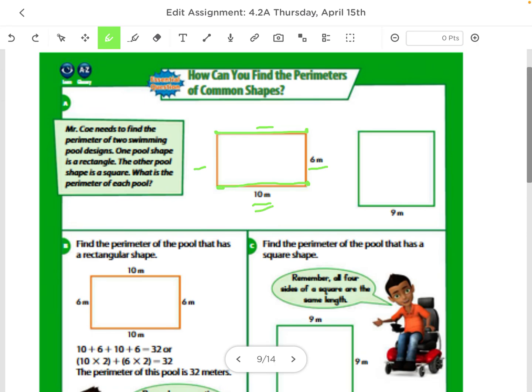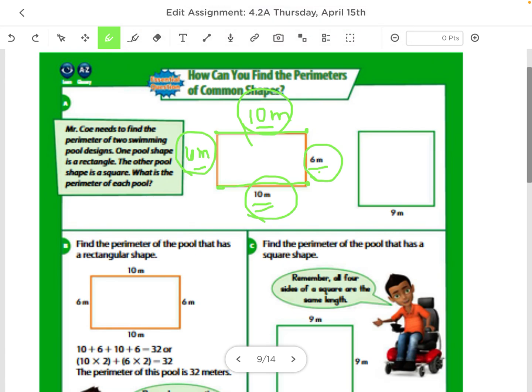So if this side is 10, this side is also 10 meters. Go ahead and write that out. And if this side is 6 meters, this side is also 6 meters. Now there are two ways we can solve this problem. The first strategy is just by adding them all together. 10 plus 10 is 20, and 6 plus 6 is 12. 20 plus 12 is 32.